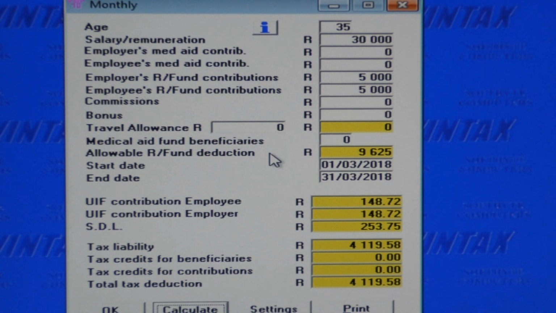9,625 Rand. This means that the tax is calculated on the remuneration of 35,000 Rand less the allowable deduction of 9,625 Rand, which means an eventual taxable income of 25,375 Rand. So the tax deducted at salary source is 4,119 Rand.